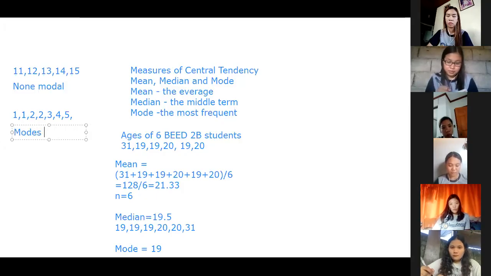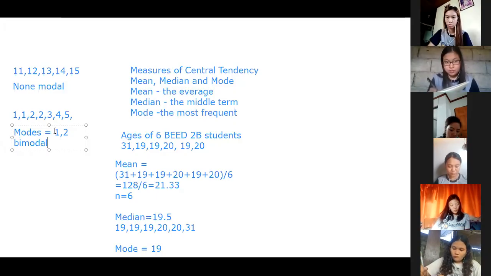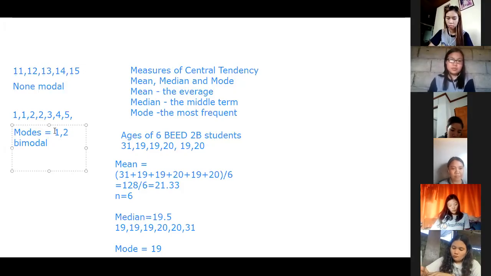So modes are 1 and 2. At ang tawag natin dyan ay bimodal. Tandaan niyo kung ang itinatanong ay ano ang mode, dapat ang sagot ninyo doon, number. Pero pag tinanong, anong uri ng mode? Ang sagot nyo doon, bimodal. Okay? So pag dalawa, bimodal. Kapag naman isa, unimodal. Okay, ganun siya, no?